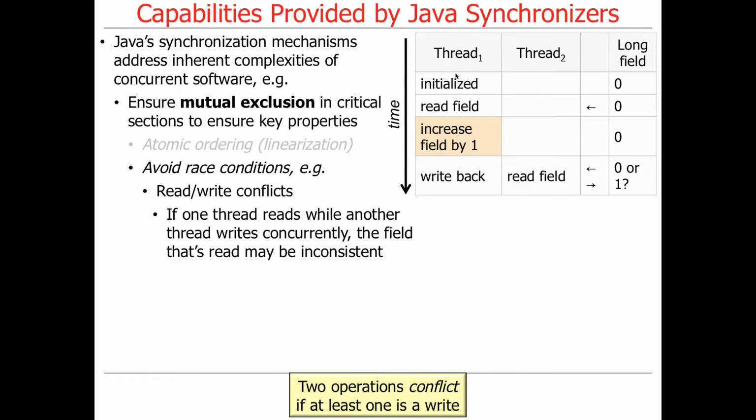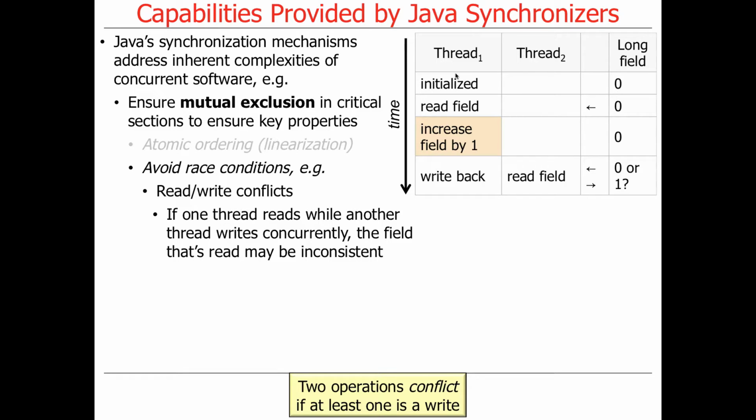So here's an example of race conditions that can occur with so-called read-write conflicts. If we have one thread reading while another thread is writing concurrently to the same location, then the field that's read may be inconsistent. So you can see here we have two threads, thread 1 and thread 2, sharing this long field, which starts out initialized to 0.